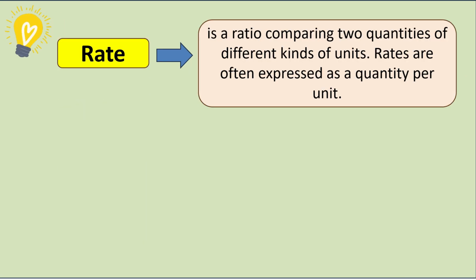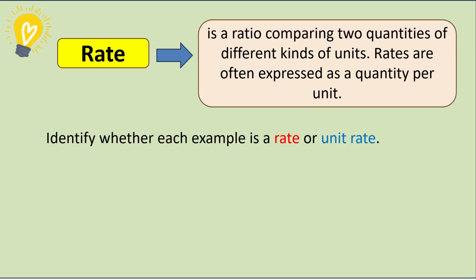What is a rate? Rate is a ratio comparing two quantities of different kinds of units. Rates are often expressed as a quantity per unit. Identify whether each example is a rate or a unit rate.